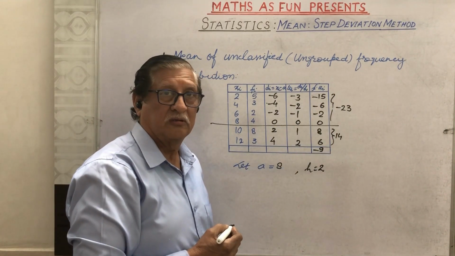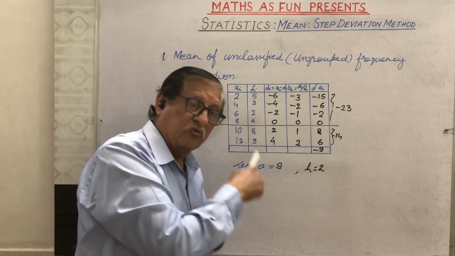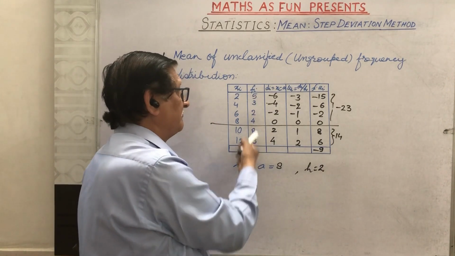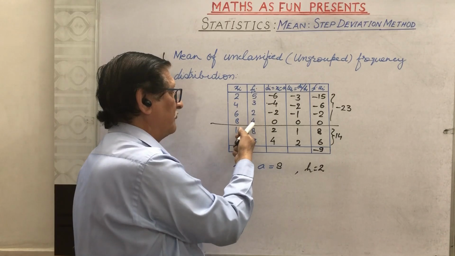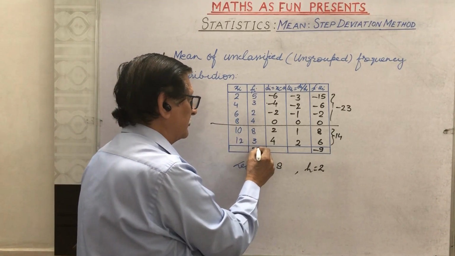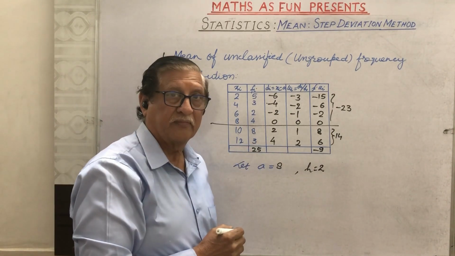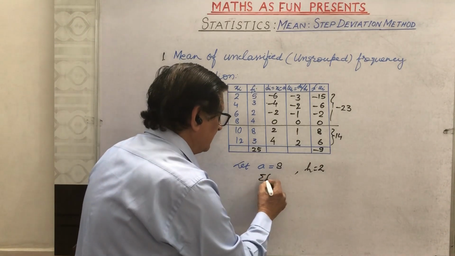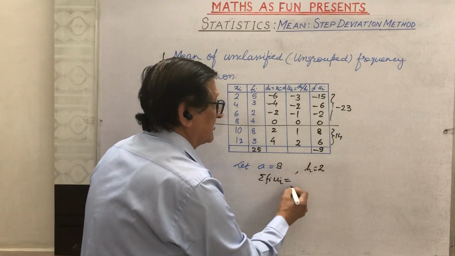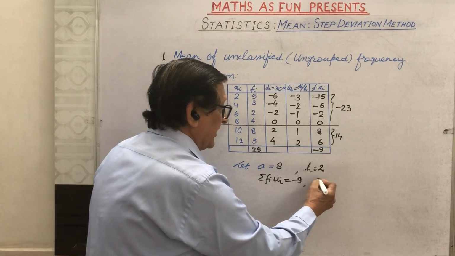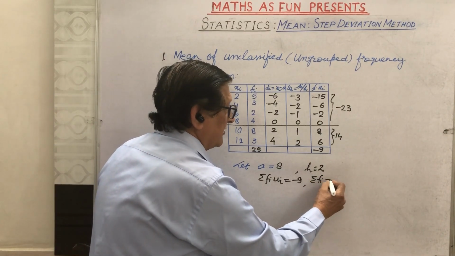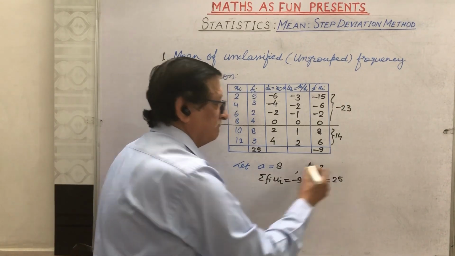Now we have to find out the sum of frequencies. That is 5, 3, 8, 10, 14, 22 and 3, 25. And we write here the value sigma fi ui is equal to minus 9 and sigma fi is 25.